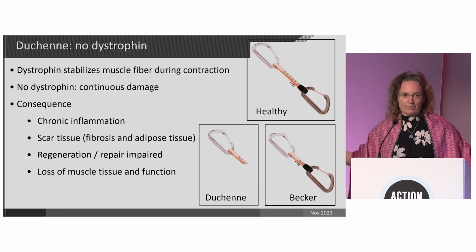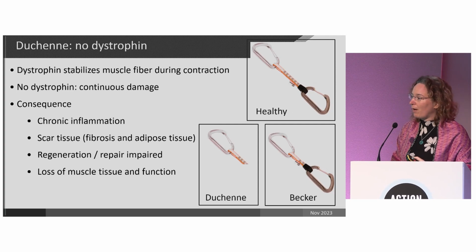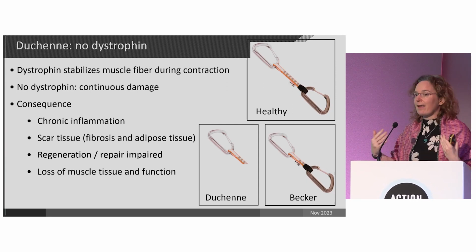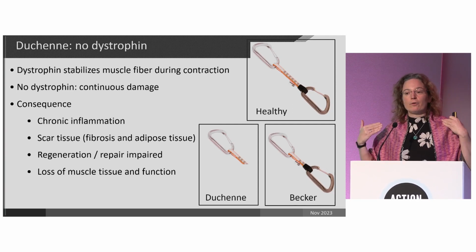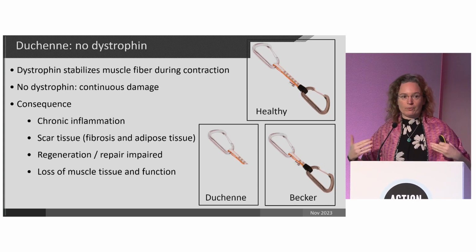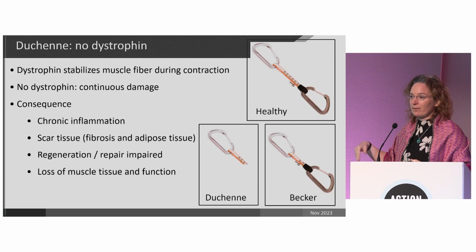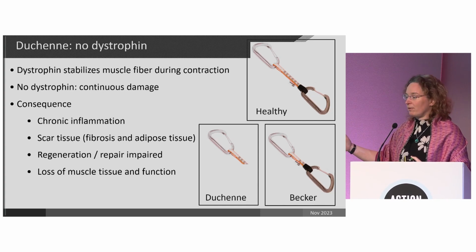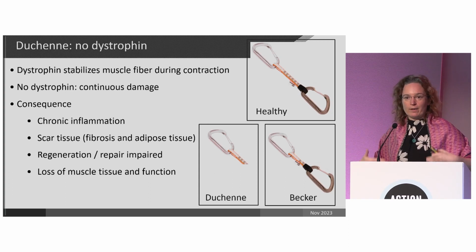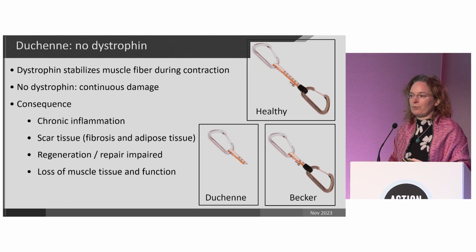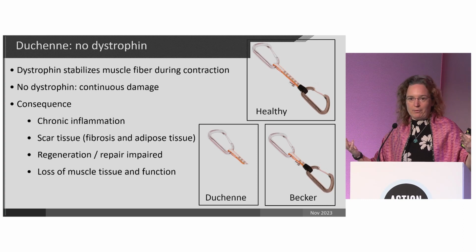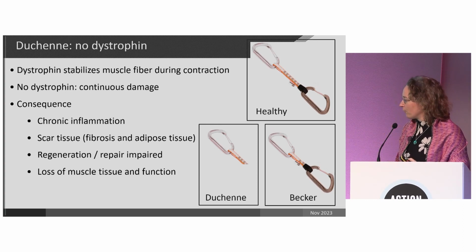so of course the connection to the connective tissue surrounding the muscle fiber is not there, and therefore, lacking this connection, during the use of muscle during contraction, there's continuous damage, and that leads to chronic inflammation, the formation of scar tissue and adipose tissue. Regeneration is impaired, and that leads to chronic cycles leading to loss of muscle tissue and loss of muscle function. And if you're here as a family, you know the consequences.